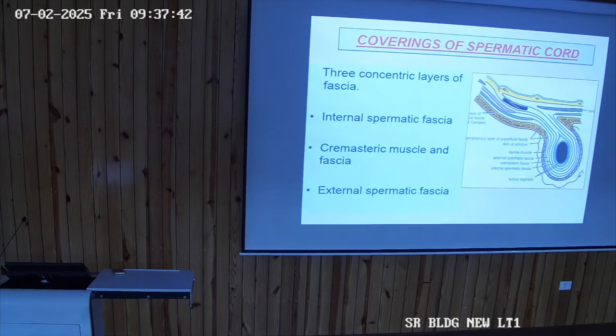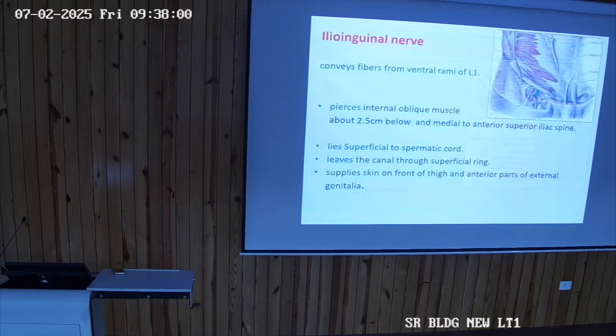It is the continuation of the external oblique muscle. Then the cremasteric muscle and fascia are derived from the internal oblique muscle, and the internal spermatic fascia will be derived from the fascia transversalis. So the transversus abdominis has also contributed to the cremasteric muscle and the fascia.